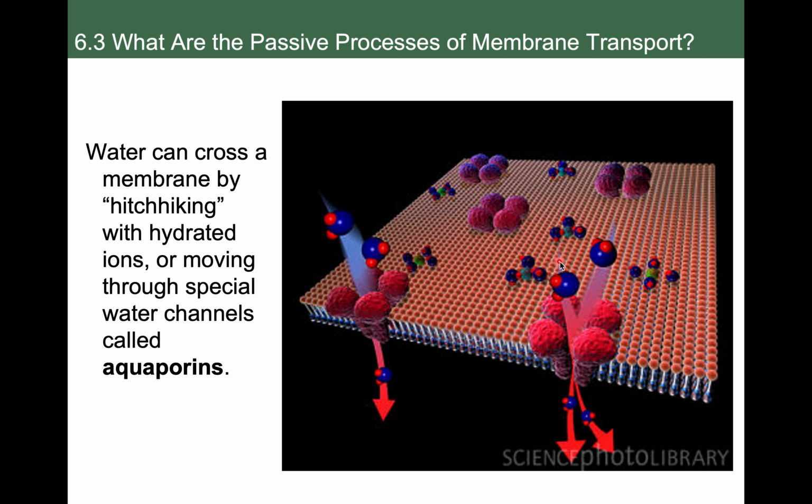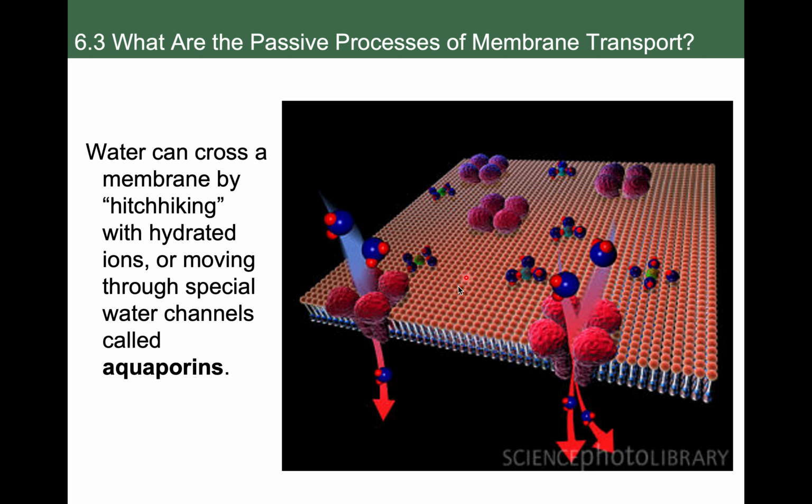Okay, so how does water do it? And like I alluded to, it sort of cheats. What I mean is there are actually pores or channels created by these proteins called aquaporins. It's very aptly named, right? These proteins make pores that let water molecules pass through the membrane.